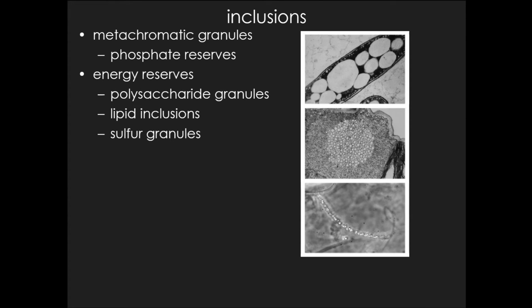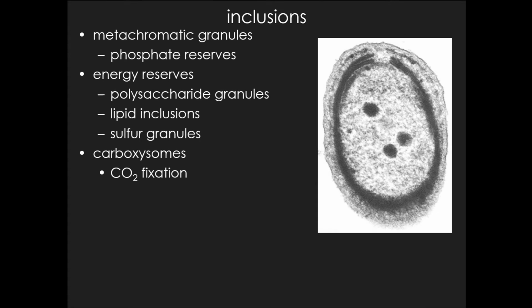What is unique here is the idea that cells would store sulfur. And there are some cells, it turns out, who, in addition to being able to eat carbohydrates and fats, can actually eat sulfur. They consume sulfur and they use that to make ATP. So polysaccharides or carbohydrates, lipids or fats, and sulfur are different energy reserves and can be found in polysaccharide granules, lipid inclusions, and sulfur granules.